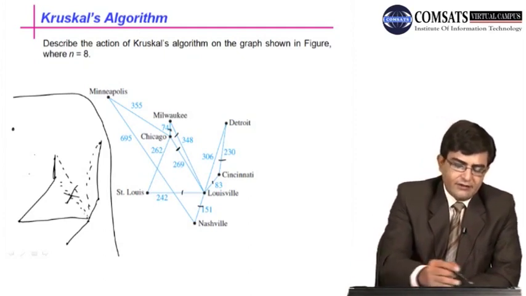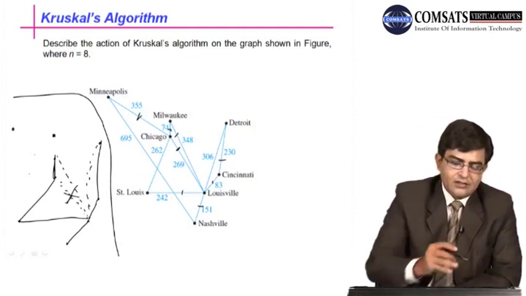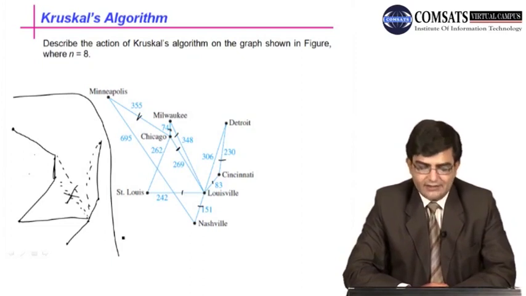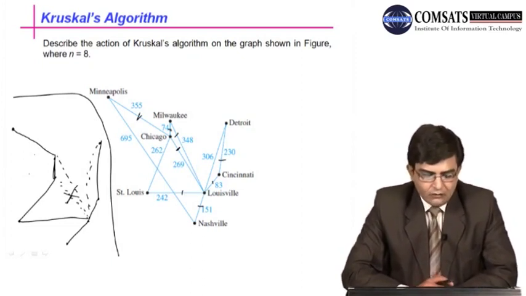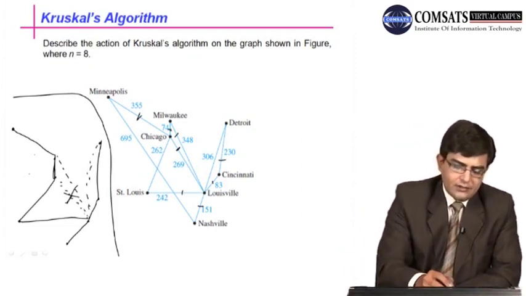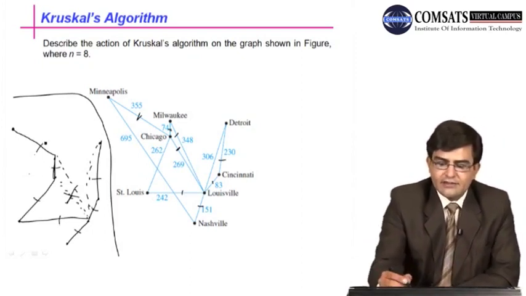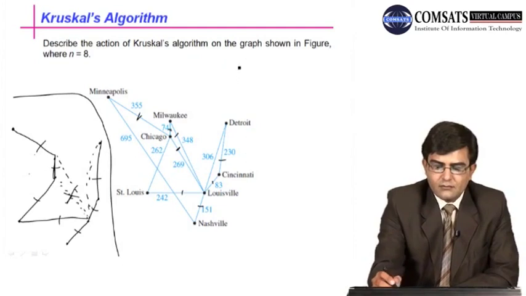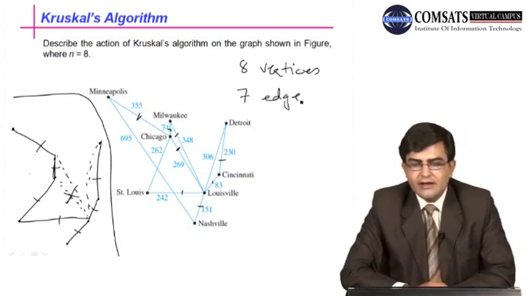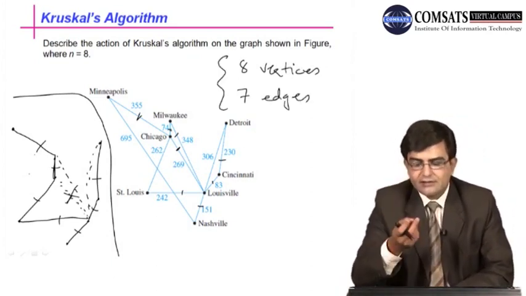So this is 355, and this will not give us a circuit. Therefore we add this edge. Now we have 1, 2, 3, 4, 5, 6, 7. We had 8 vertices and 7 edges. So we get a tree, and this tree contains every vertex of this graph.